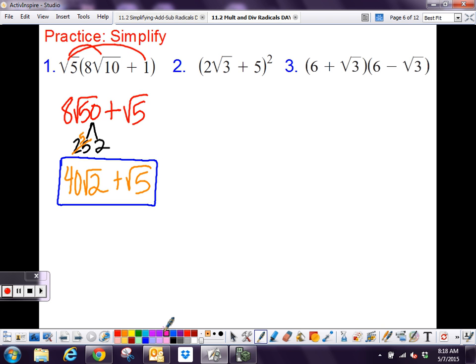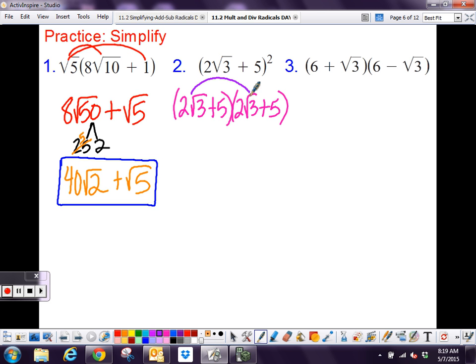Okay, number 2, 2 root 3 plus 5 and all of that squared. Remember what squared means? That's something times itself. So I need to actually write this out times itself. You cannot multiply it by 2. You cannot distribute that little 2. You have to write it out and you have to FOIL it. All right, so here we go.